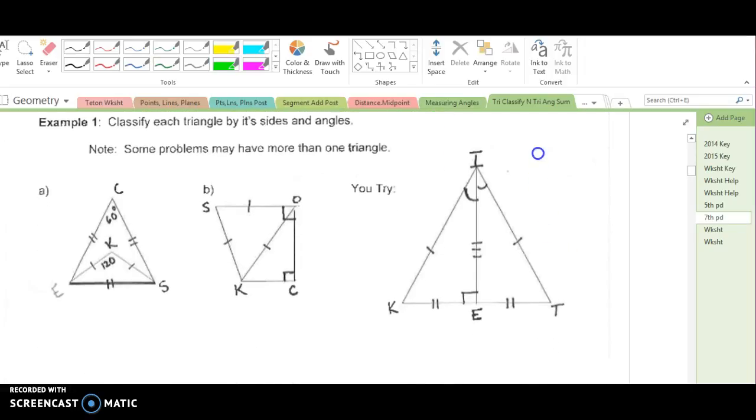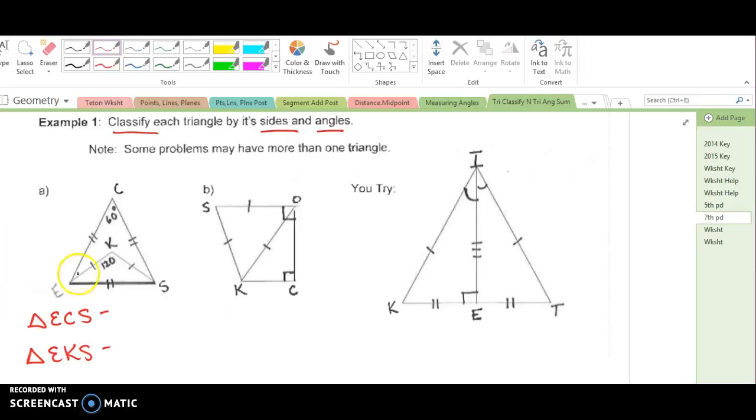All right, so here, this is a little trickier than what you did last night. We're going to step it up a notch. So what I have here is I have two triangles. I don't know if you can see, I've got the big triangle, and then I also have a smaller triangle inside. So the big triangle's name is ECS. The little triangle's name is EKS. And we're going to classify each triangle by its sides and its angles. So I should have two names, two classifications for each of these.